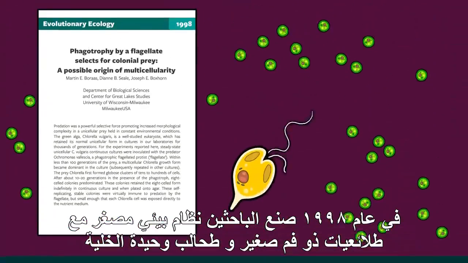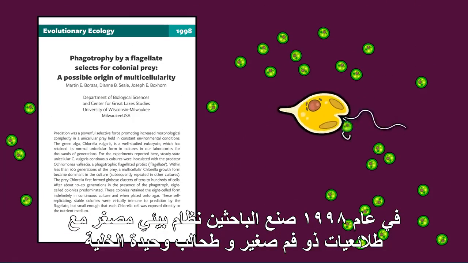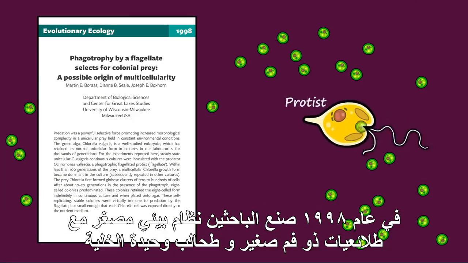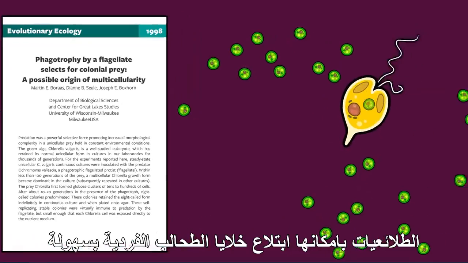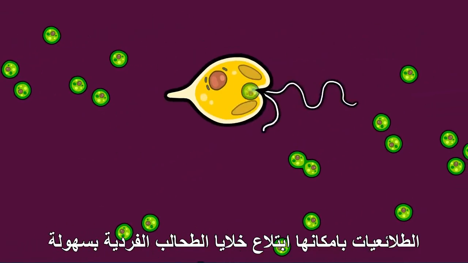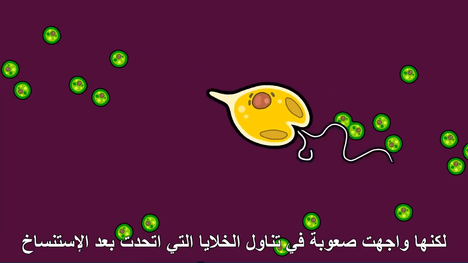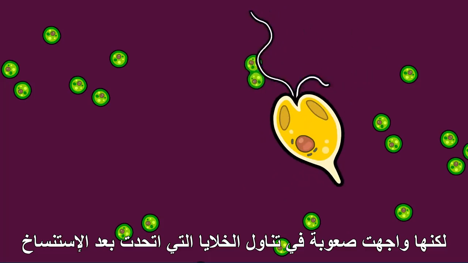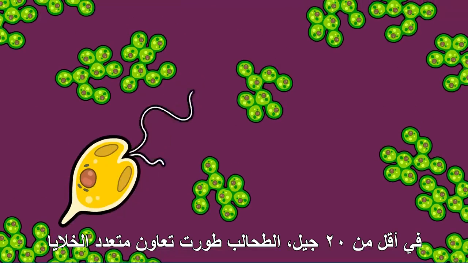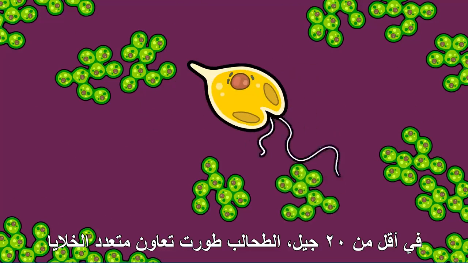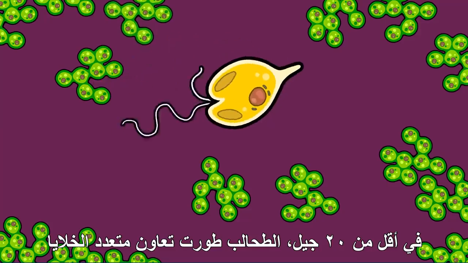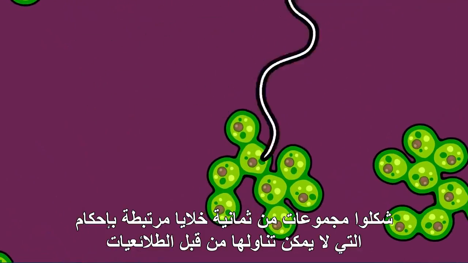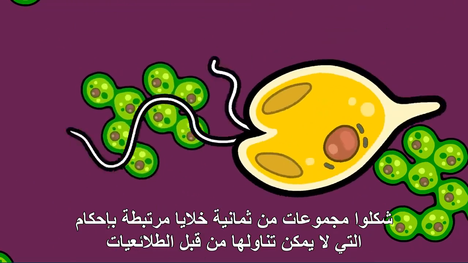In 1998, researchers set up a mini ecosystem with small-mouthed protists and single-celled algae. The protist could easily swallow individual algal cells, but had trouble eating cells that happened to stick together after reproducing. In less than 20 generations, the algae evolved multicellular cooperation. They formed groups of 8 tightly connected cells that could not be eaten by the protists.